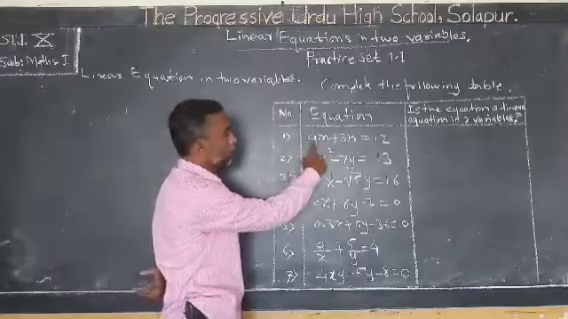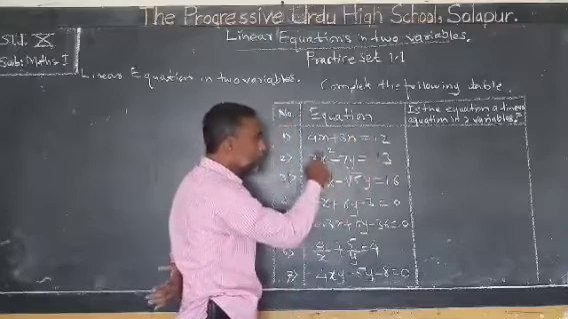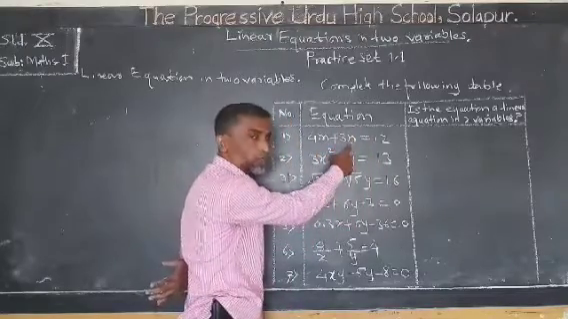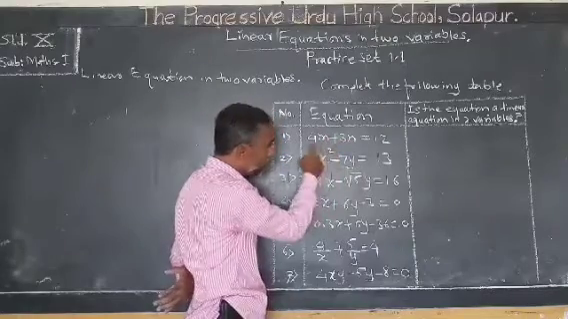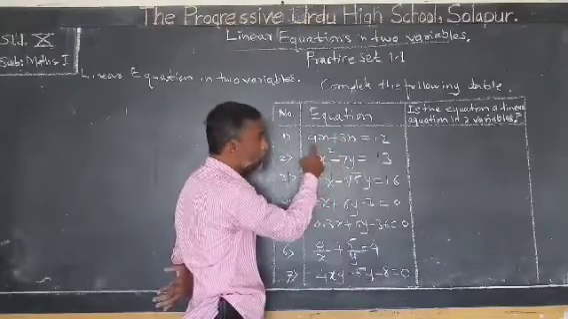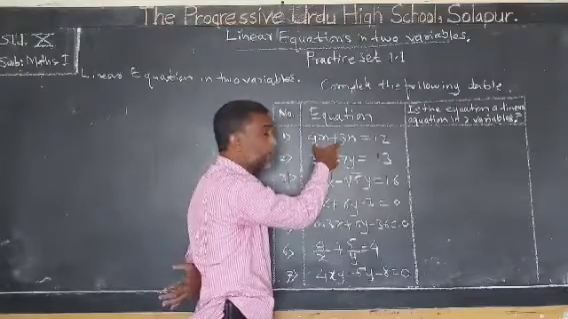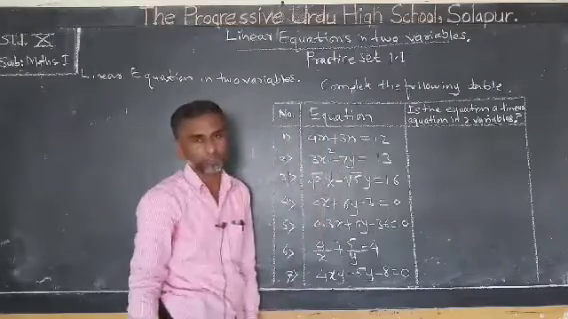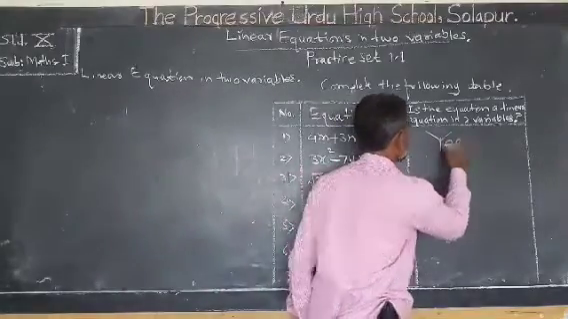Number 1, example: 4m plus 3n is equal to 12. Here, m and n are two variables with degree 1 and the values of a and b, that means the coefficients of both the variables, are other than 0. Therefore it is a linear equation in two variables. So your answer should be yes.